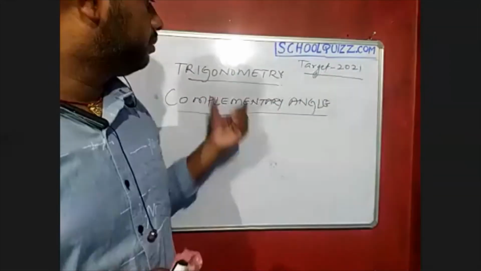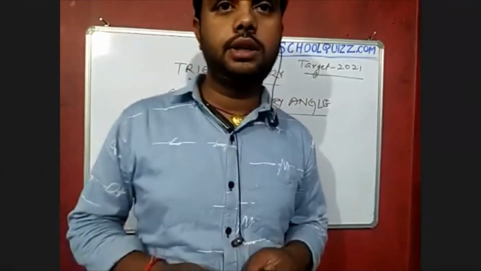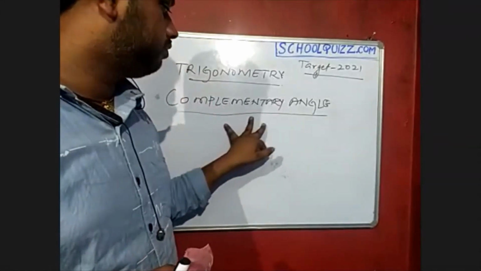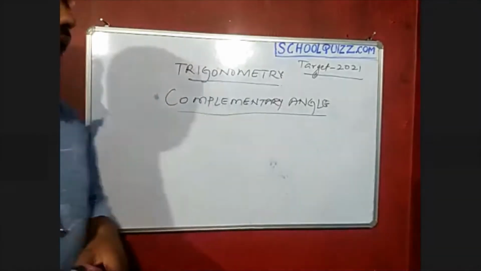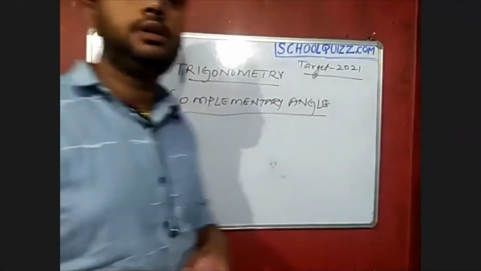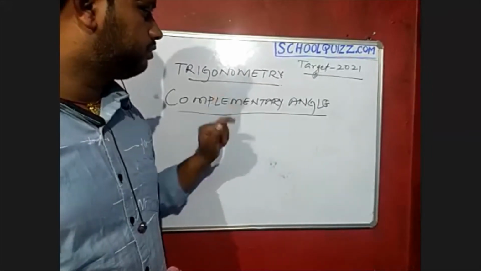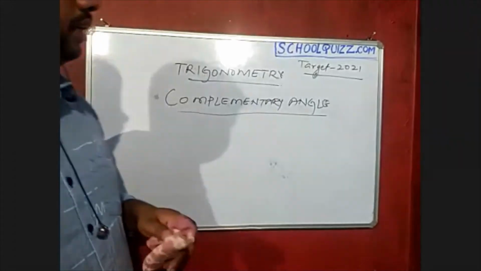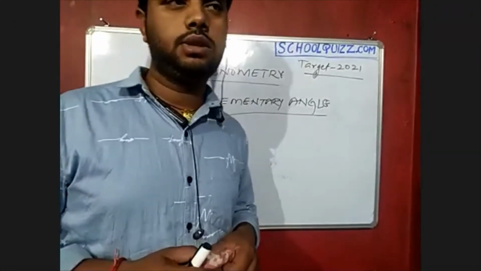In the last topic we completed the introduction part of trigonometry, and I gave the information on how we can calculate the ratios of angles, and how, if we know a side, we can calculate the other ratios from the triangles. Now, today we are going to take the next topic, that is complementary angles.